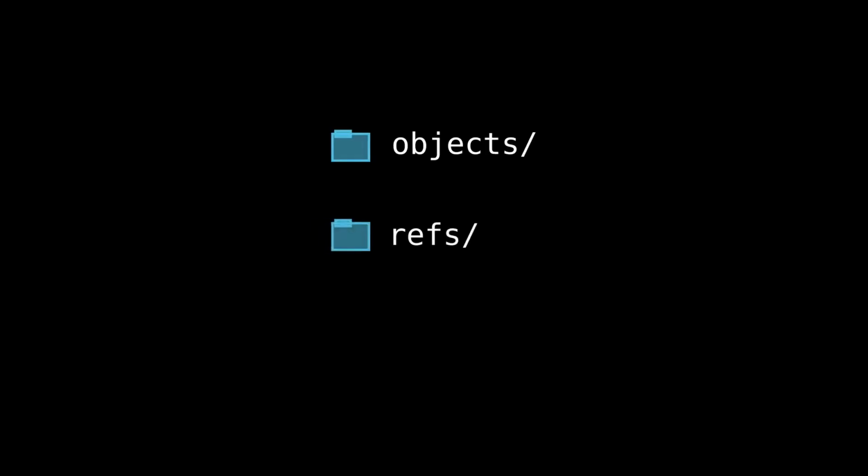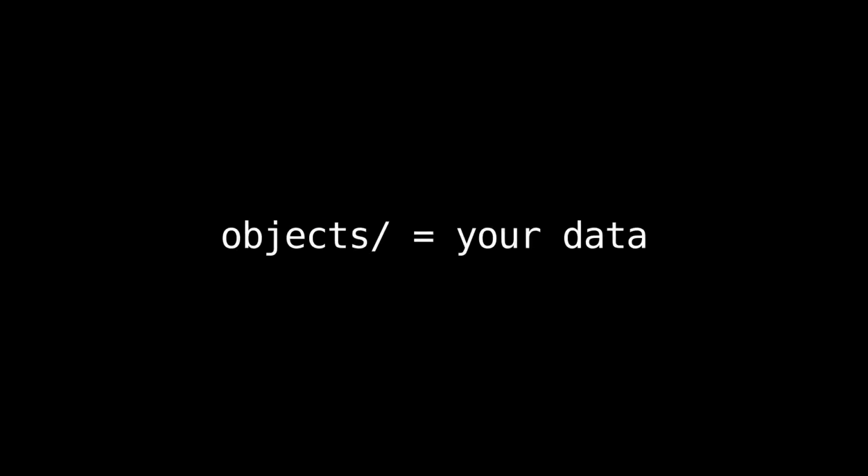And a small file called head. Objects holds your data. Refs holds your branch pointers. Head points to your current branch. That is the whole repo.